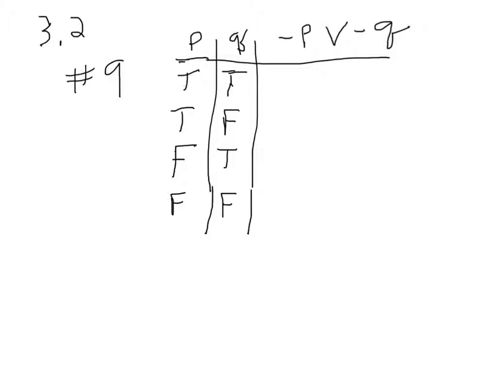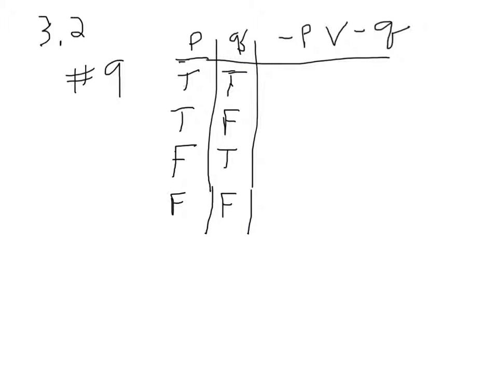Now, this symbol here is supposed to be tilde, or not P. It's the opposite of P. So if this one's true, this one's going to be the opposite of that, false. This one's false, the opposite of that is true. Now the same goes for Q. So this column here is going to be the opposite of this column.